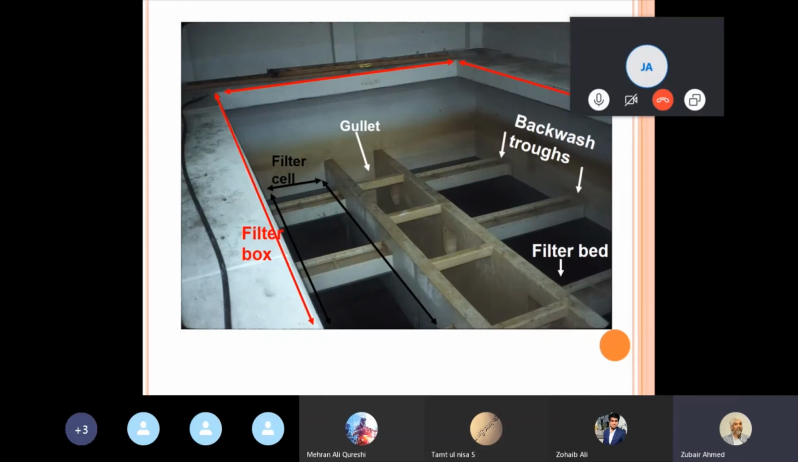Okay, this is one of the diagrams of a rapid sand filter. You can see here a rapid sand filter has a filter in a filtration box. In one filter box, you usually have two filter cells. So one filter cell and another filter cell are bisected with the gullet. This is a gullet in between. So one box has two cells divided by a gullet in between these two cells, and you can see here some wash troughs. So there are some wash troughs here.